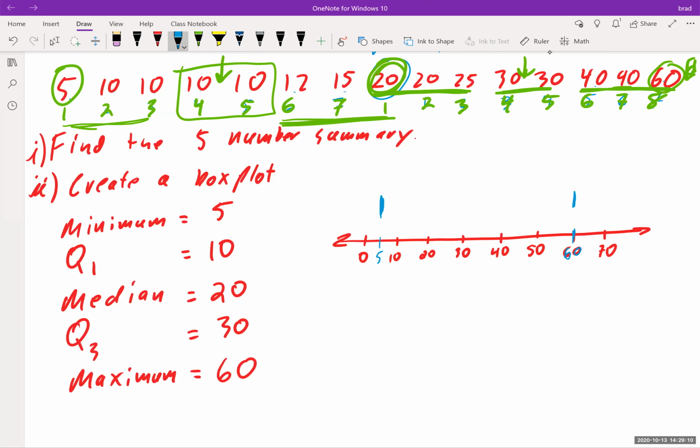Okay. Then what we're going to do is we're going to go to quartile 1, which is 10, and we're going to draw a bigger vertical line. Okay, so we got 10 right here. I'll draw it even a little bit bigger. Okay, so there's quartile 1. Then we're going to go to the median at 20.